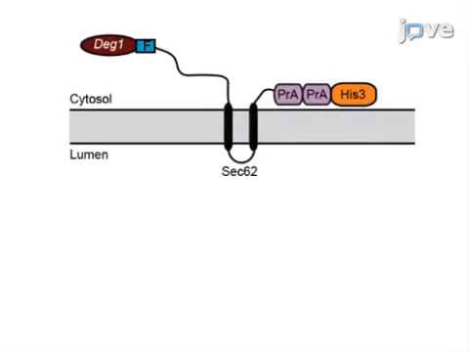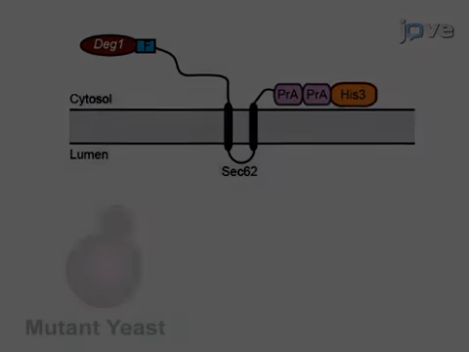Prior to the assay, transform a plasmid encoding a fusion protein consisting of an unstable protein and a metabolic reporter enzyme into a mutant yeast.